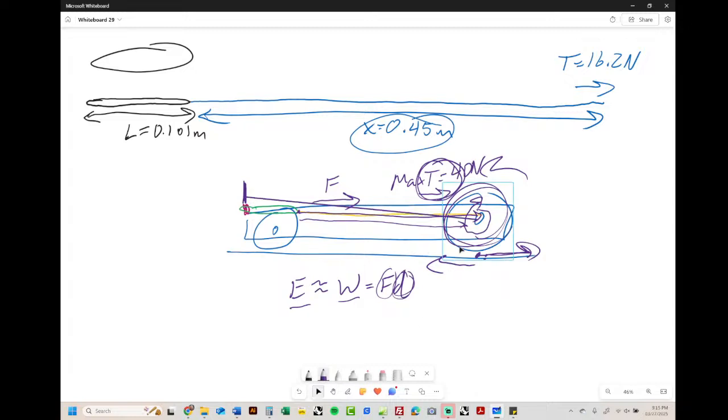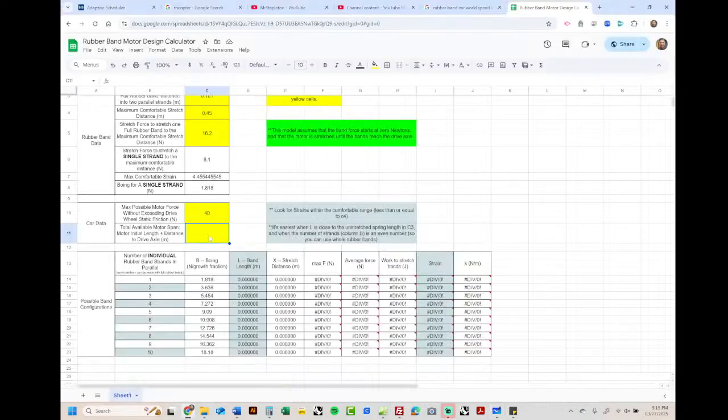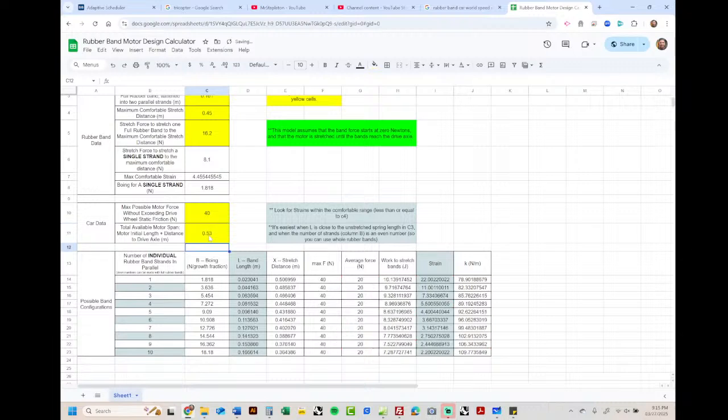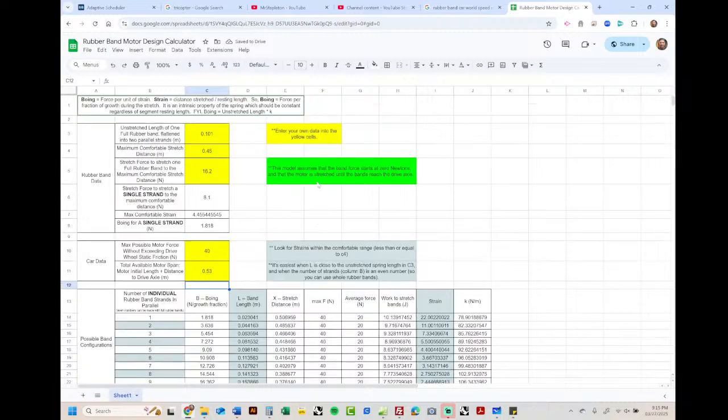And let's just say that span equals, I don't know, 53 centimeters. So 0.53 meters. All right, everything populates down here. So I've got to, let me read this. Yellow, enter your own data. I just entered all these data. You could use my data here.